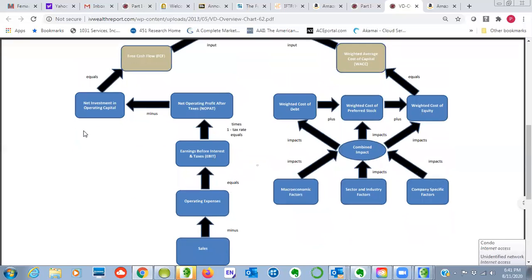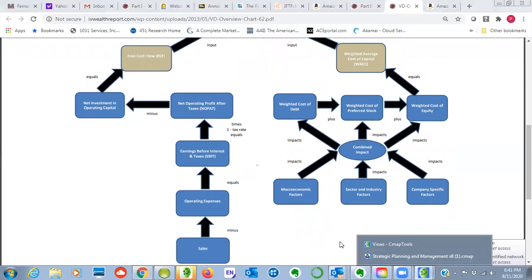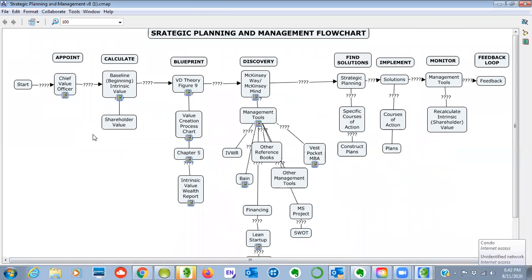So what we're saying is, with calculating this baseline intrinsic value, where are we starting? In other words, what is the intrinsic value we were working with on day one before we start this process? Because when we get down here to the end, to the monitoring, we're going to recalculate the intrinsic value to see what progress we're making. Are we making good progress? Not so good progress? Do we need to make changes? You see there's a feedback loop here. So we want to calculate that beginning baseline strategic intrinsic value.